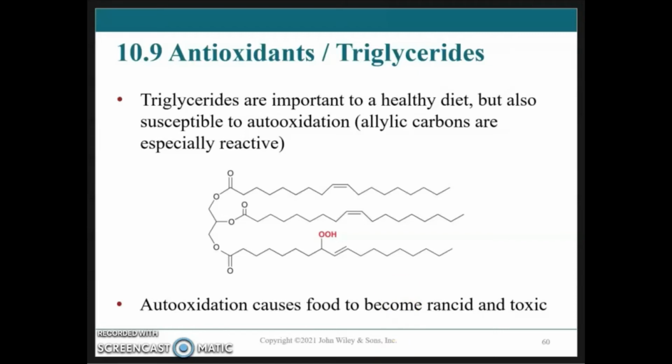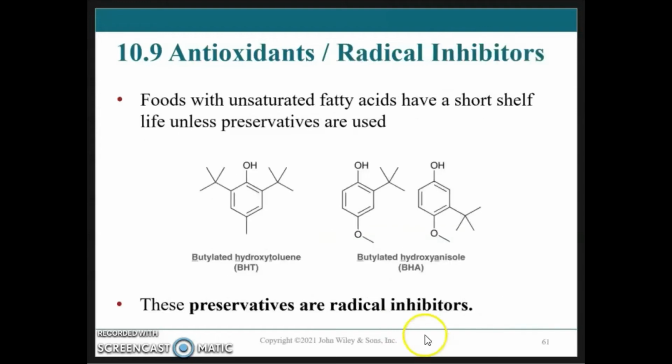One of the things we can do to try to control that autooxidation process is to use radical inhibitors. So you may be familiar with BHT, butylated hydroxytoluene, or BHA, butylated hydroxyanisole. If you go to a vending machine and you get a bag of chips, read the label carefully. There's a good chance that it will contain one or both of these free radical scavengers. So these inhibit free radical oxidation by forming stable free radicals.